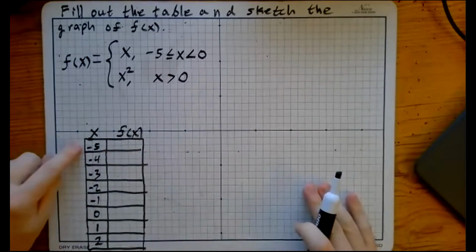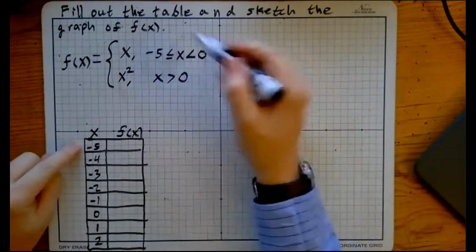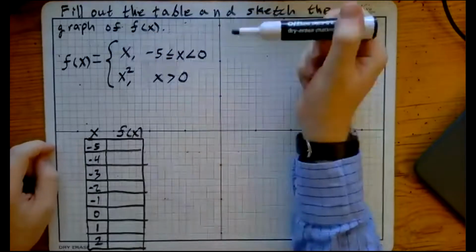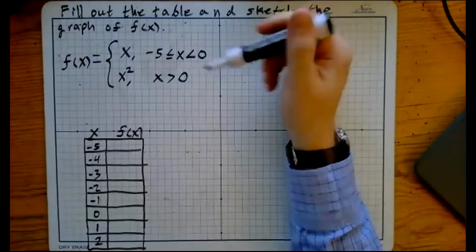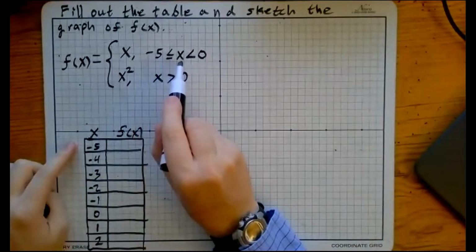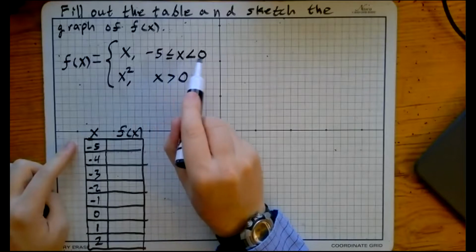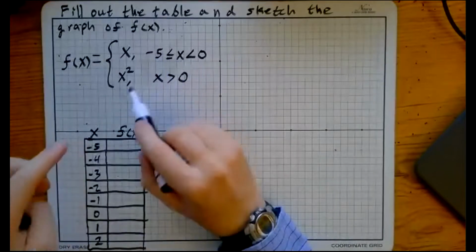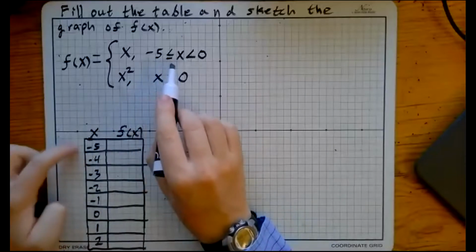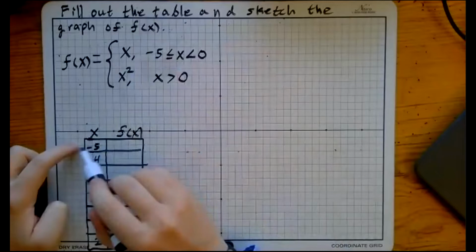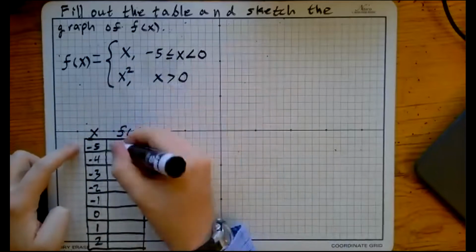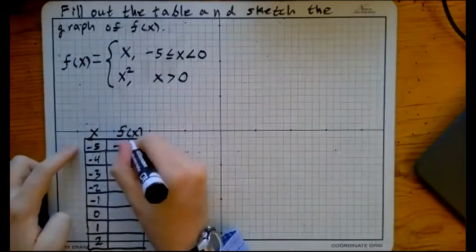So when x is negative 5, which of these rules is used, the top rule or the bottom rule? Well, negative 5 is less than or equal to x, and x is less than 0. So negative 5 is less than or equal to our x value, so we're going to use the top rule. Plug that in, and negative 5 will give us negative 5. No biggie.